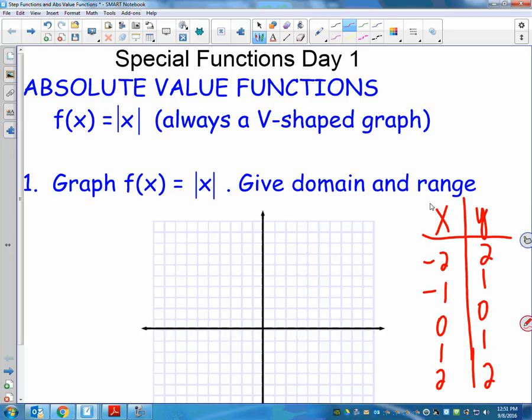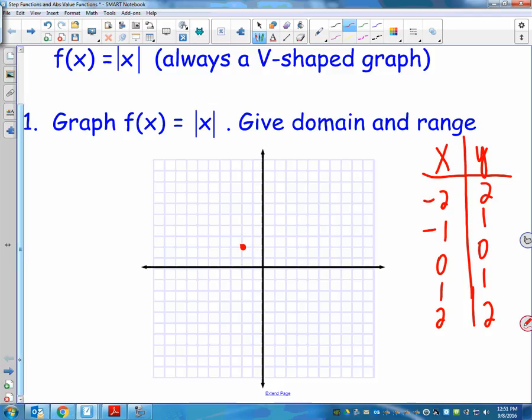So make your graph. -2, 2, -1, 1, 0, 0, 1, 1, 2, 2. So maybe it kind of looks like a parabola-ish to you, but it's not a parabola. It's a V-shaped curve with a sharp corner. So you can just connect it like this, right?